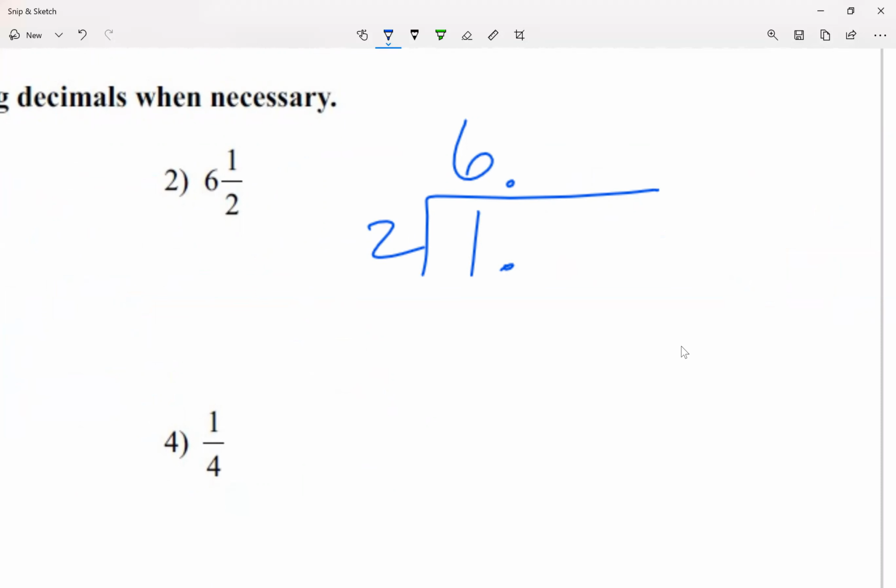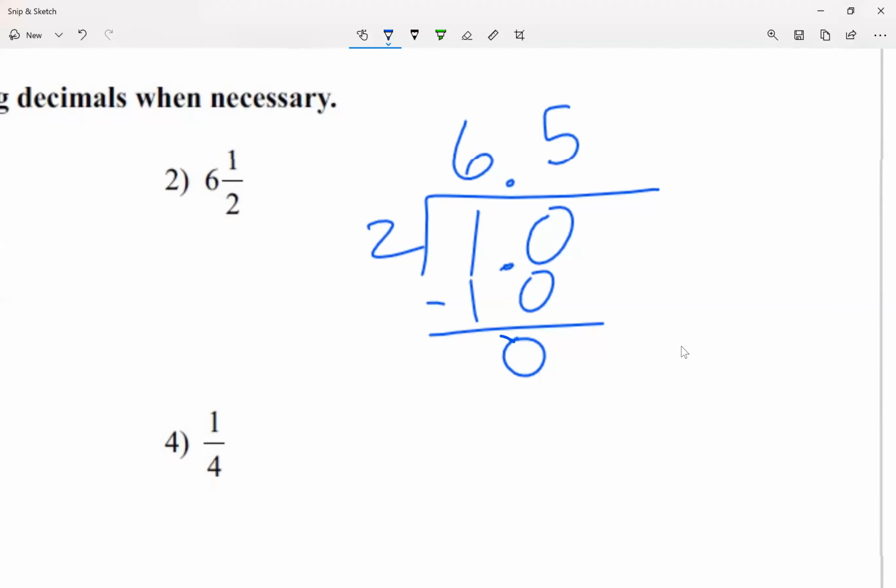1 divided by 2. Okay, so I know I can add zeros here. So my question here is, how many times does 2 go into 10? I'm going to say 5 times, because 5 times 2 is 10. I subtract this, and I get nothing. So there's my answer, 6.5. That 6, the number in front of the fraction, is just the number before the decimal point.